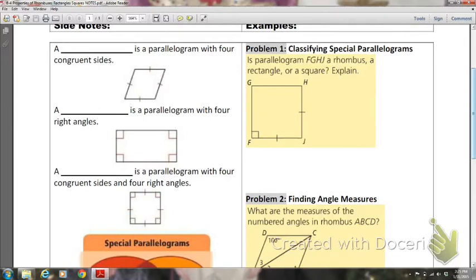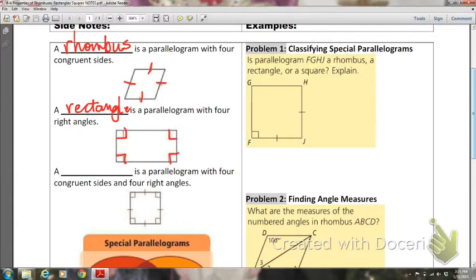The first definition is for a rhombus. So a rhombus is a parallelogram with four congruent sides. So it's important to remember it has all of the properties of a parallelogram that we've already learned, plus it has four congruent sides. The next one is for a rectangle. A rectangle is a parallelogram with four right angles. Once again, it has all of the properties of a parallelogram, plus it has four right angles.